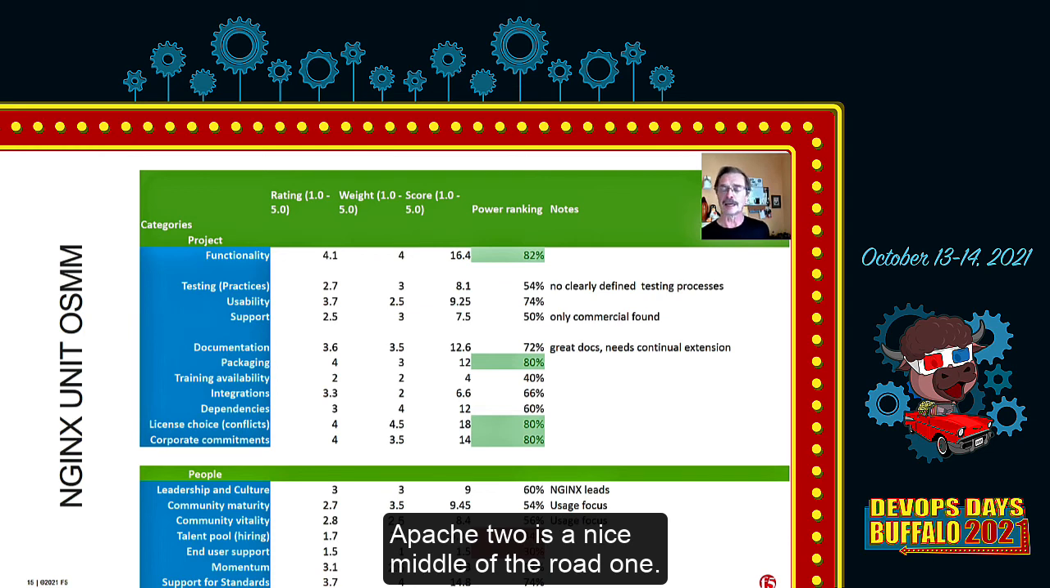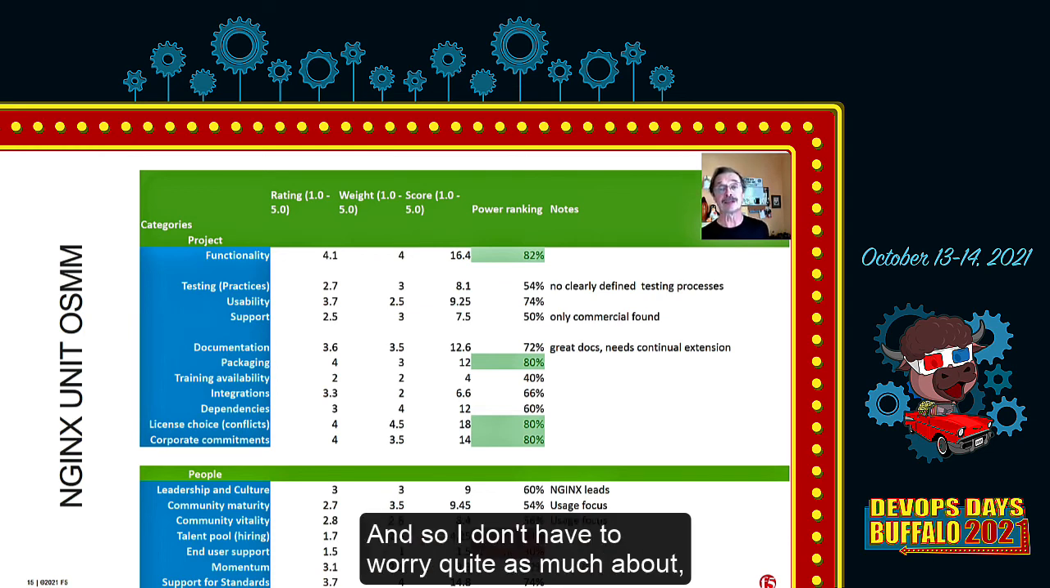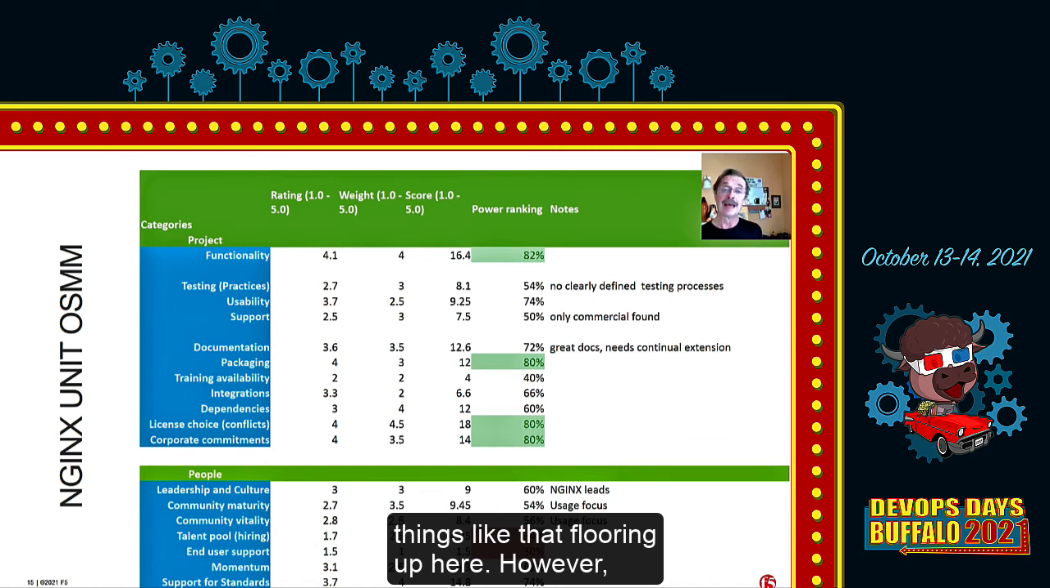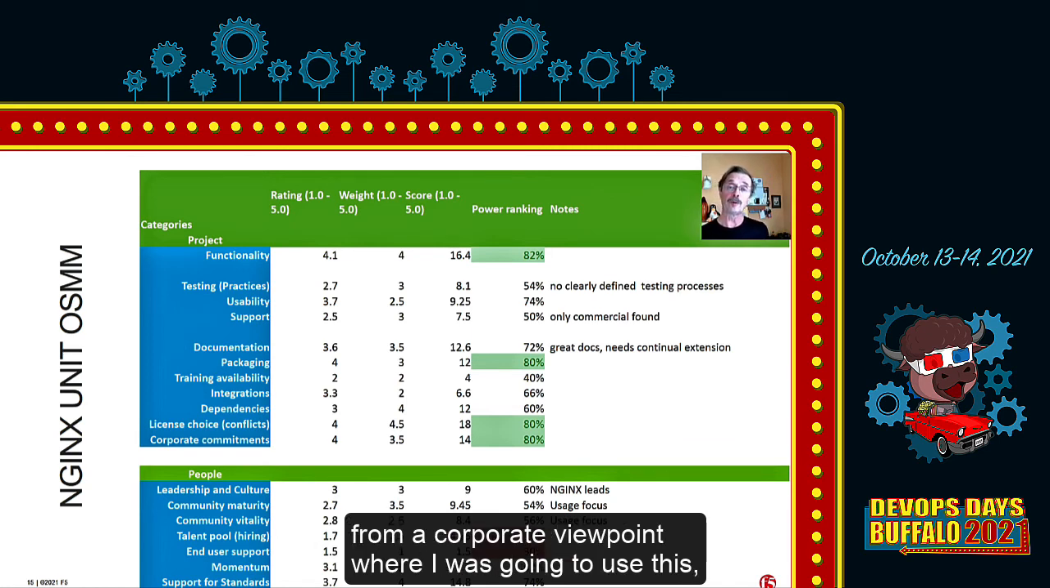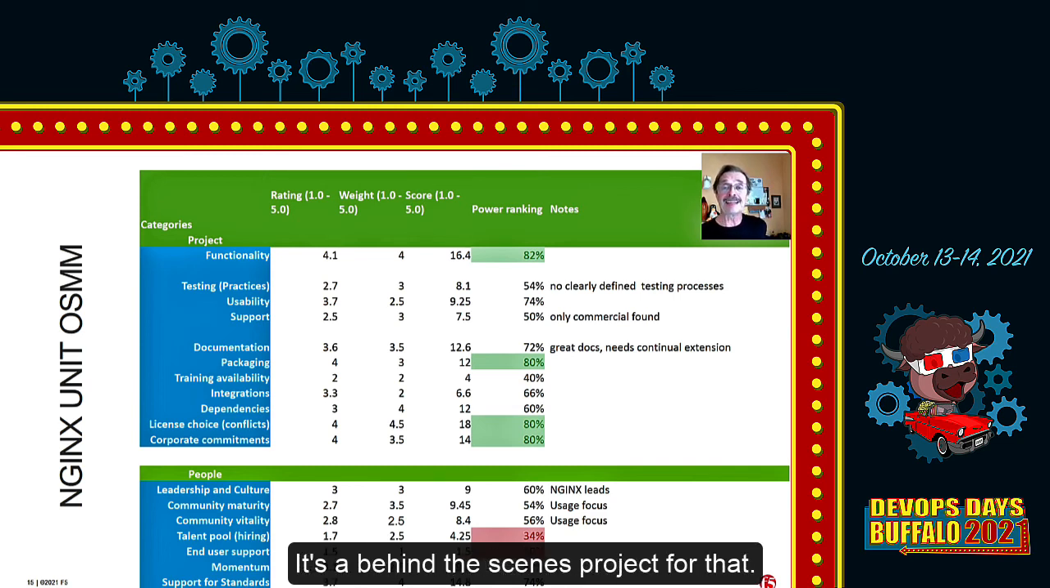Apache 2 is a nice middle-of-the-road one. It covers IP capabilities, and so I don't have to worry quite as much about sabotage or submarine patents or things like that flowing up here. However, from a corporate viewpoint, where I was going to use this, it's incredibly important, so it actually has a 4.5 rating. You can look down these and see there's very little training available, but it may not be necessary. It's a behind-the-scenes project for that.